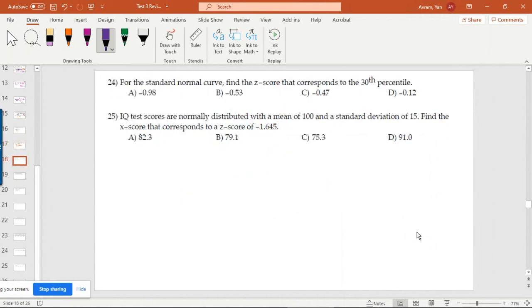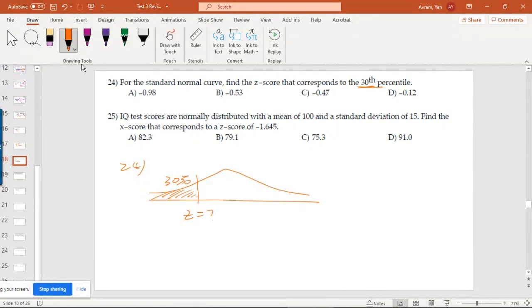All right. Another question here is 24. Find a Z-score corresponding to the 30th percentile. So now you need to understand, what does the 30th percentile mean? 30th percentile means the entire area to the left is 30%. And then how much is the Z-score here? Okay, and I will need to convert this one into decimal, which is 0.30.